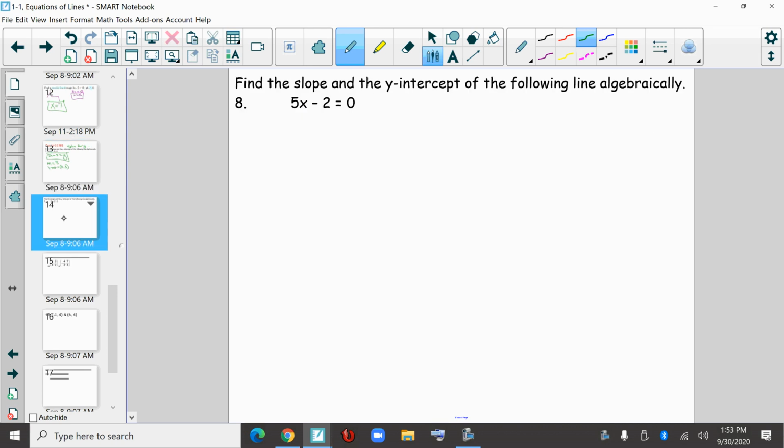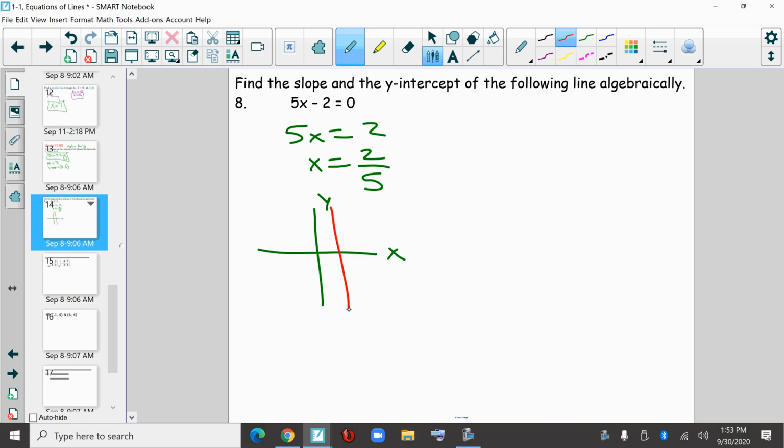Number 8 is very similar. If I solve this, that's going to give me 5x is equal to 2, so x is equal to 2/5. Well, here's x and here's y. If I'm graphing x equals 2/5, that's going to be a vertical line right there. Would you agree? Okay, well, what's the slope of that vertical line? The slope is undefined. What is the y-intercept?